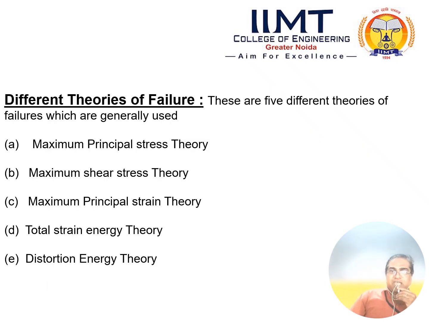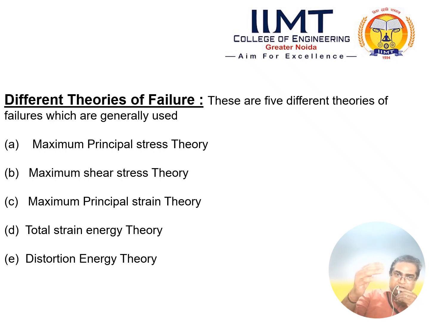There are different scientists who produced different theories of failure, and if we are going to make a component, we can use any one of these five theories. The first theory is the maximum principal stress theory. Second is the maximum shear stress theory. Third is the maximum principal strain theory, then the total strain energy theory, and then the distortion energy theory.